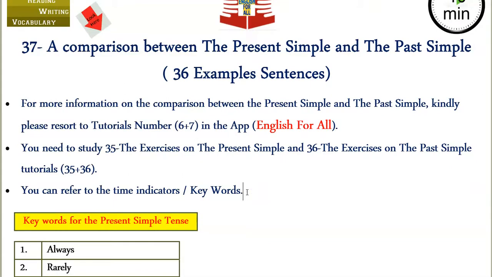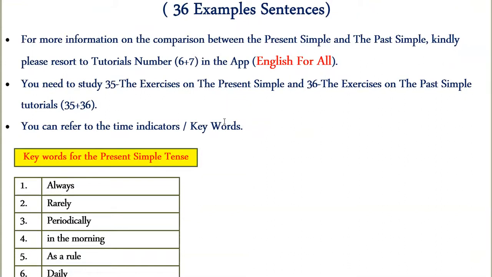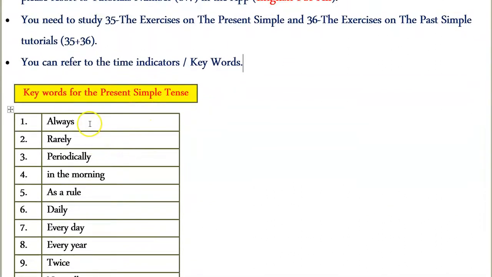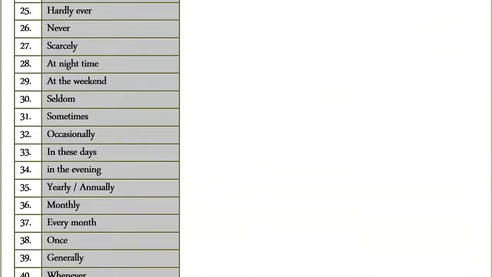Now, if you feel that you have to depend so much on the keywords, it's okay, because at a certain stage in learning English, some students cannot differentiate, know the differences between the present simple and the past simple except through keywords and indicators. Now, what I have done in this tutorial is that I have provided you with all the keywords on the present simple tense. Some of these are common, some of them are not. Some of them are more common than others.